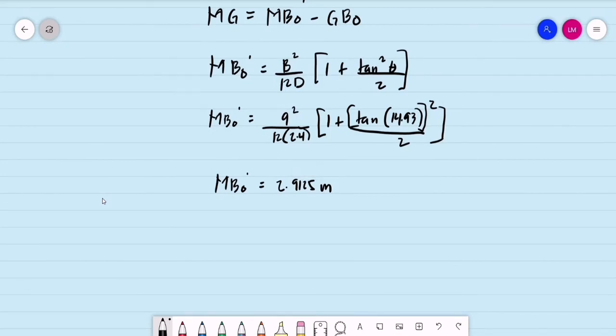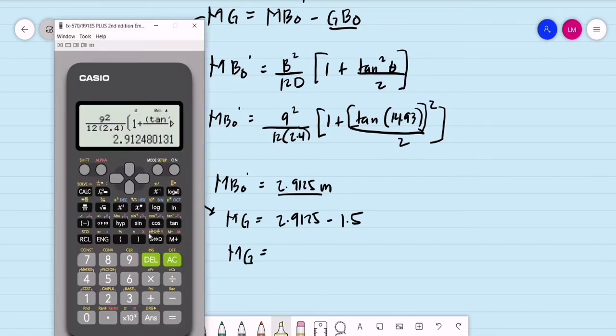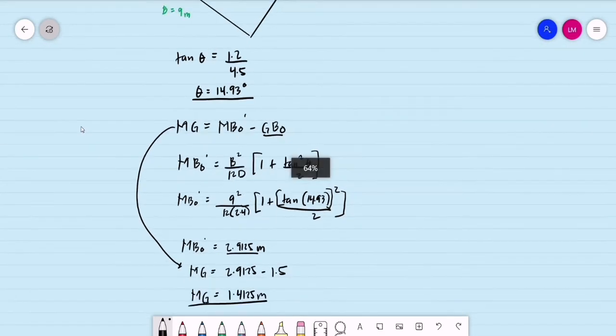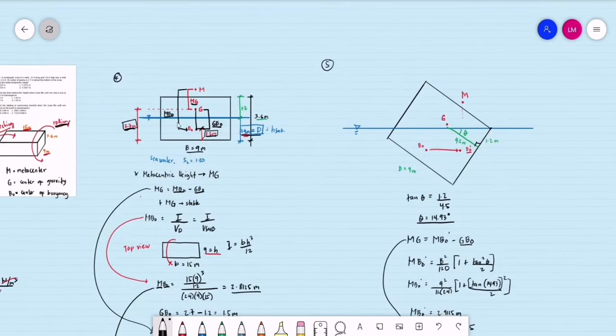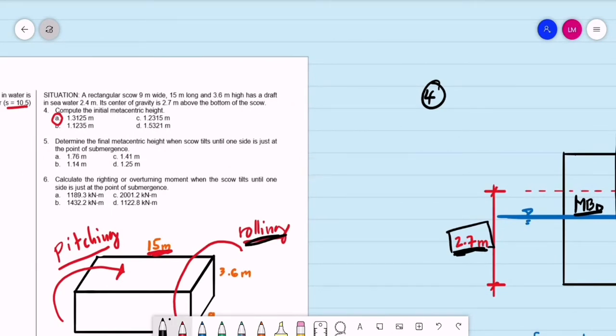Pero ang hinahanap natin dito is the final metacentric height, yung MG. Yung panibagong value ng MG is the MB sub O prime, 2.9125, minus yung GB sub O natin is the 1.5. So we have MG is equal to 2.9125 minus 1.5 is equal to 1.4125 meters. This is the final metacentric height kapag nagkaroon ng rotation. So this is sa question number 5. 1.4125, ang pinakamalapit na dyan is si letter C, that is 1.41. That is for question number 5.